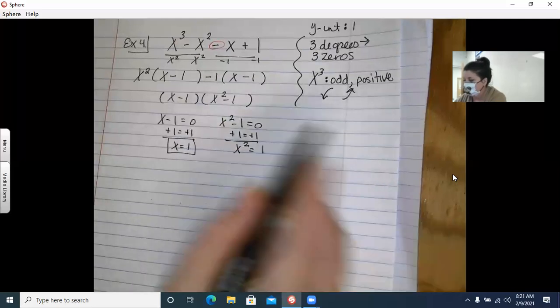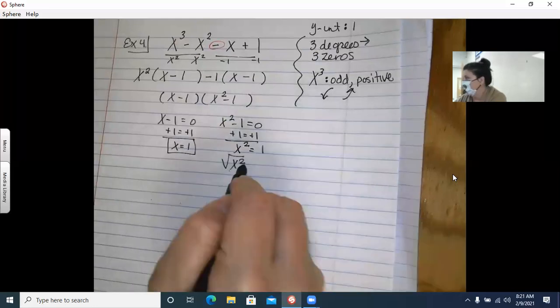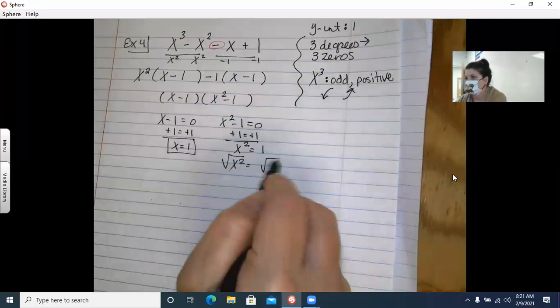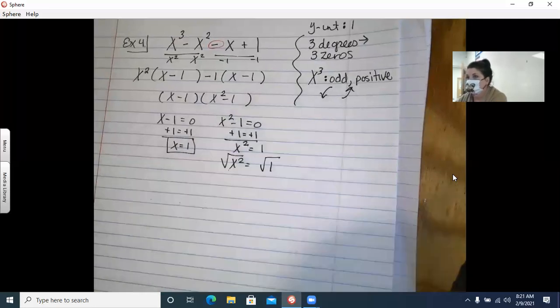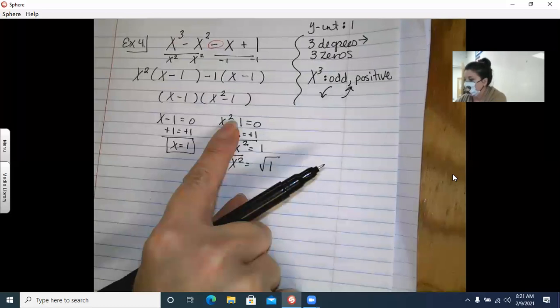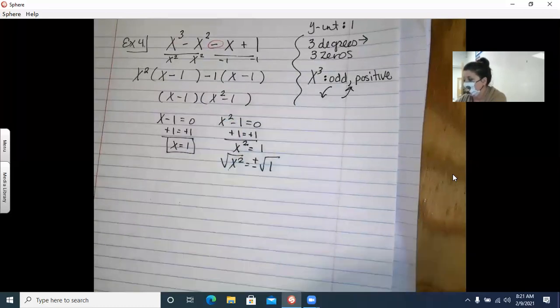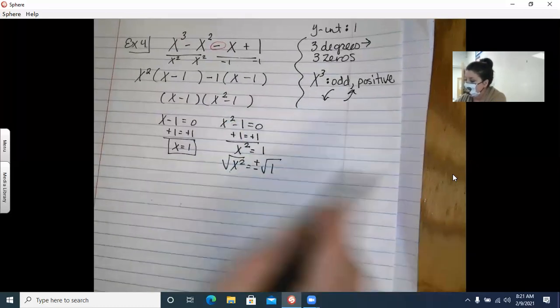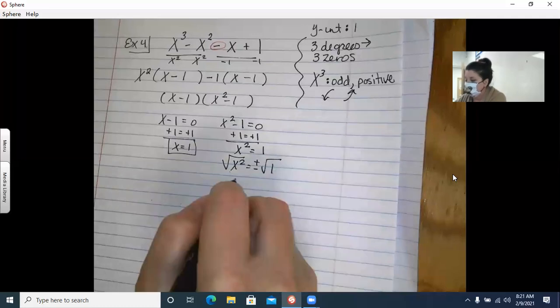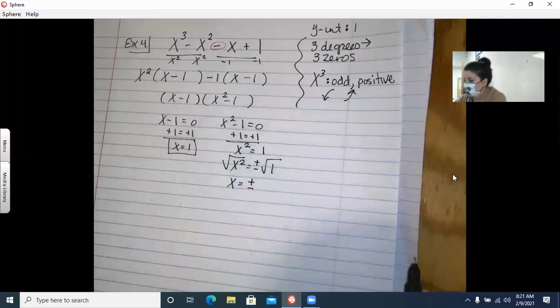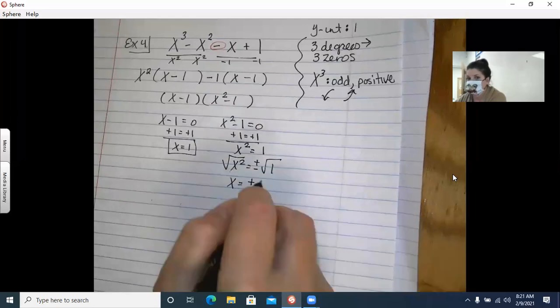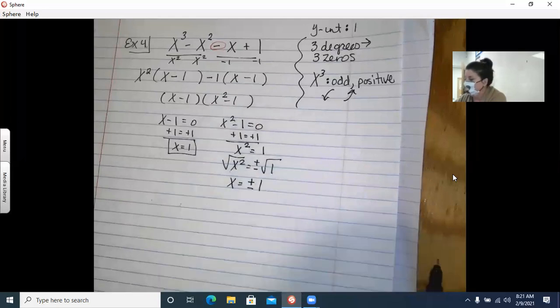Square root both sides. If I forget to take the positive and negative square root, I'm going to only end up with one solution here, right? I should have 2 because it's x squared. So you got to remember to take the positive and the negative square root. Square root of x squared is x equals positive, negative. What's the square root of 1? 1. Positive 1 and negative 1. So I have 3 solutions altogether, correct?